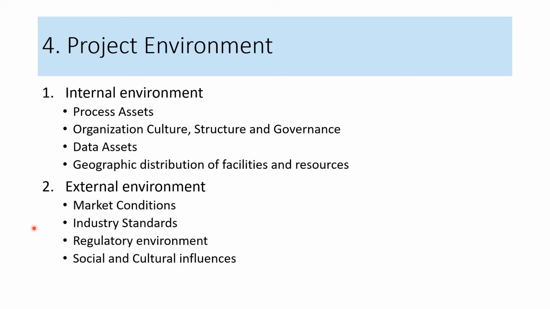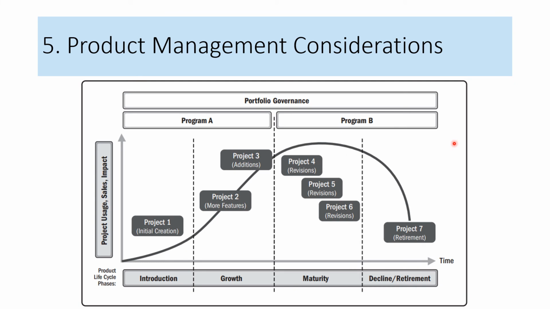Then you have a regulatory environment. You have regulatory bodies like SEBI, right? Insurance regulatory system is there. Banking, RBI, the Reserve Bank of India, the central bank, has a regulatory system. Social and cultural influences. Every country has a different cultural influence to it. So these are some of the examples of external environment, which is the key component of value delivery system.